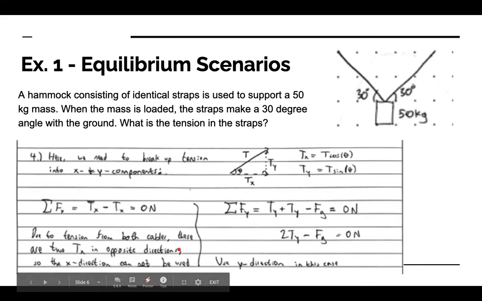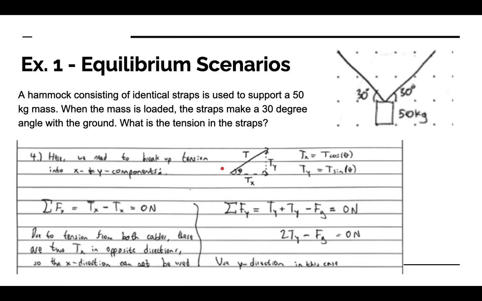In step 4 now, we need to break up tension into x and y components. Remember that if a force acts at an angle, we must break it up into x and y components. So our tension acting at an angle, we can break up into Tx and Ty. For the tension on the right side, Tx will act towards the right, and the vertical tension will act upwards, whereas for the left side, Tx, the horizontal tension, will act towards the left, and the vertical tension will still act upwards.